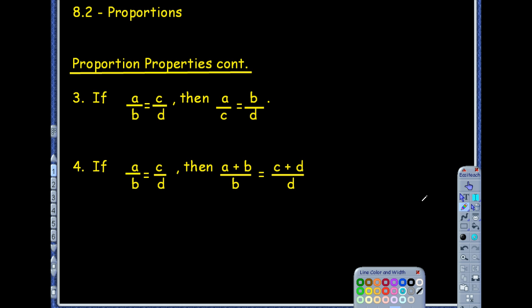Cross product property. So we could cross multiply. You guys know that. And the reciprocal property. That's so if we took the reciprocals of each one, it was the exact same thing. So the first one is more just to help you solve. The second one is more just to rewrite it.